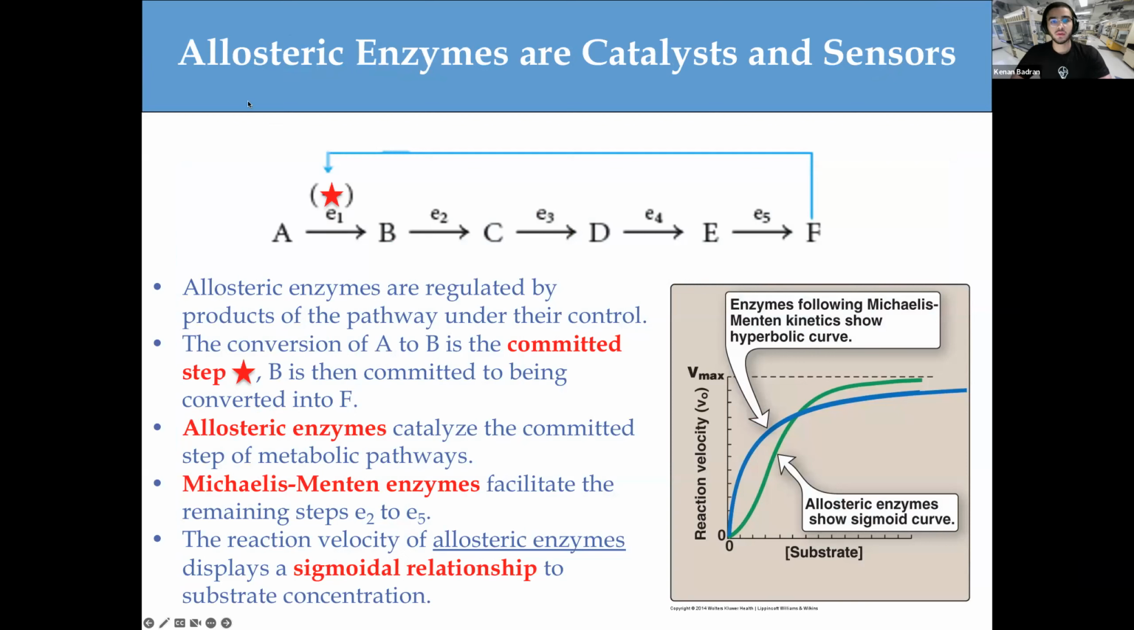Now, allosteric enzymes are catalysts and sensors. Remember how earlier we talked about the Michaelis-Menten continuous curve, which is the blue line, right? Allosteric enzymes show a sigmoid S shape. Keep this in mind because this can very easily help you distinguish the type of enzyme and the reaction, especially in a question when you see it, you'll understand what I mean.